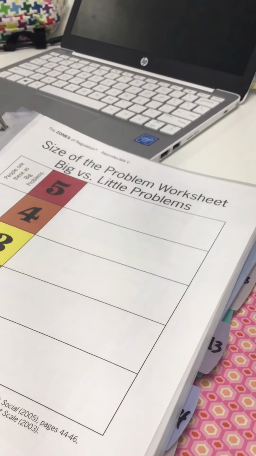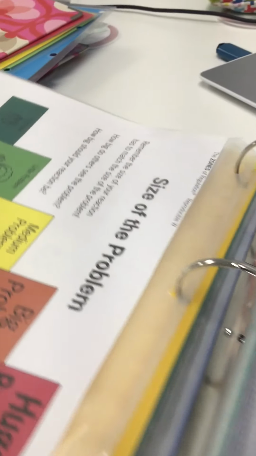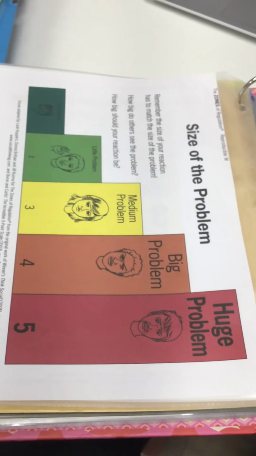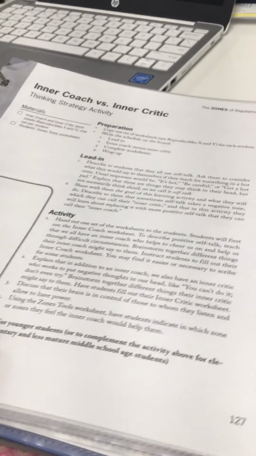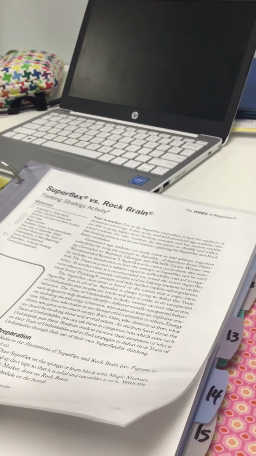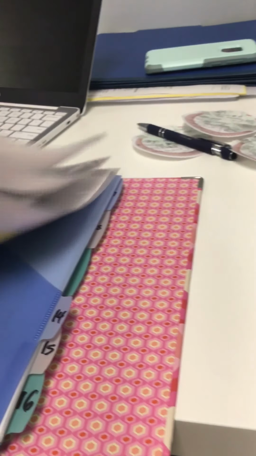And then they talk about size of the problem, big versus little problems. They also have this huge problem, medium problem, little problem, tiny problem work too. So you'll see that a lot of this research is used in other materials that you'll find. I found many self-regulation resources that support other things. So here is Superflex, which is supported with the Zones of Regulation too. So you'll find all different stuff. And then this is our Approaching the Finish Line with tools.